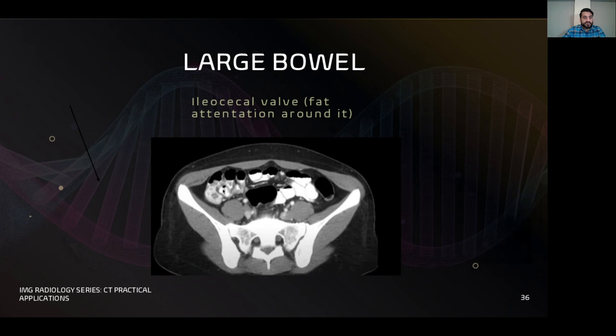So here's the ileocecal valve. And one of the signs of the ileocecal valve, it's meant to be around here. This is the ileocecal valve there, is that there's a bit of fat around it. So we call that fat attenuation, and that's how you can find the ileocecal valve.